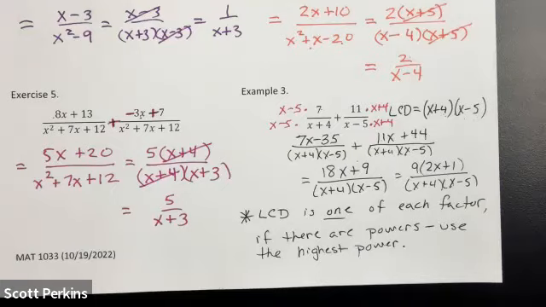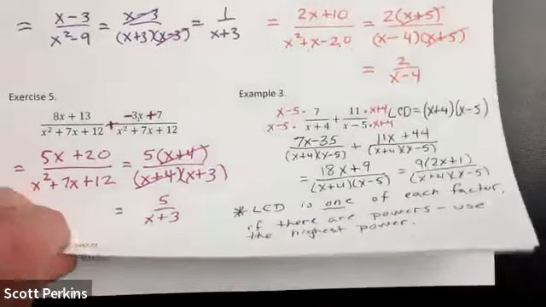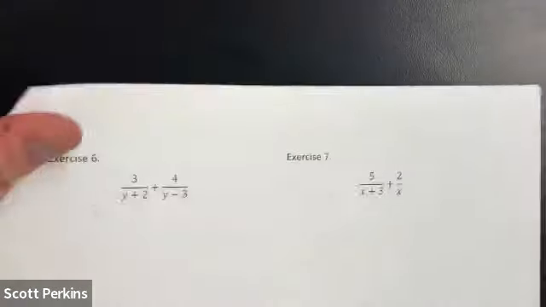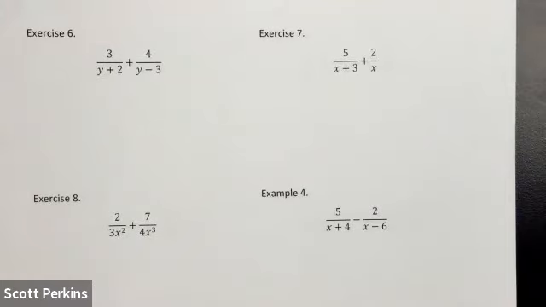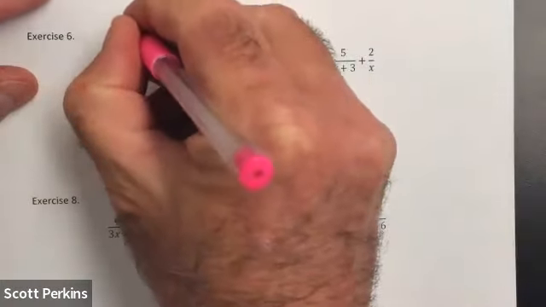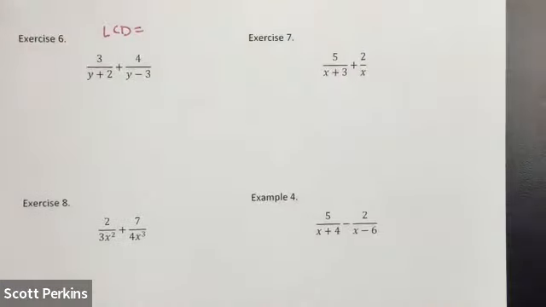Flip the page. Your first problem is almost identical. I just changed the numbers slightly. So exercise 6 at the top. Let's do this in phases. I'm going to give you 20 seconds. I want you to write off on the side here, what is the LCD of these two things? What's the LCD going to be for this problem?